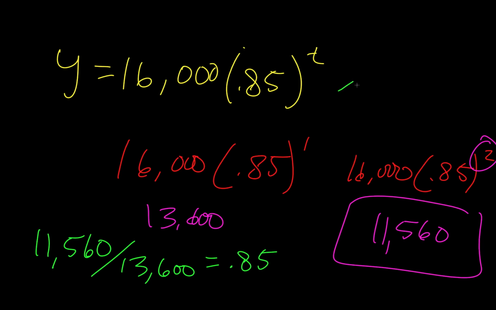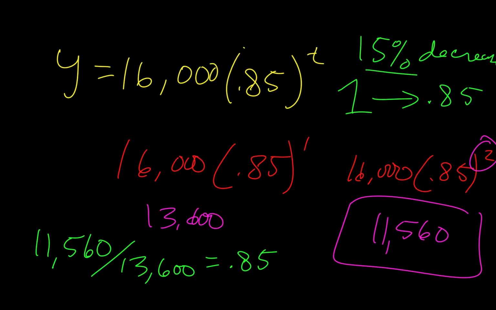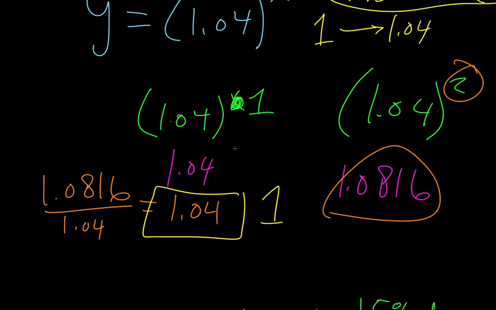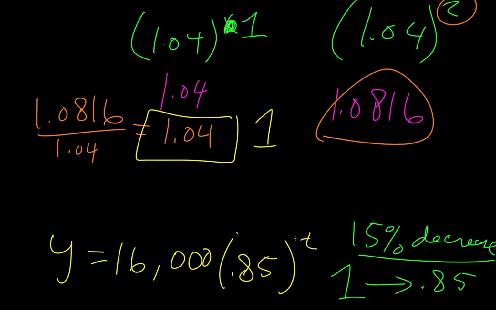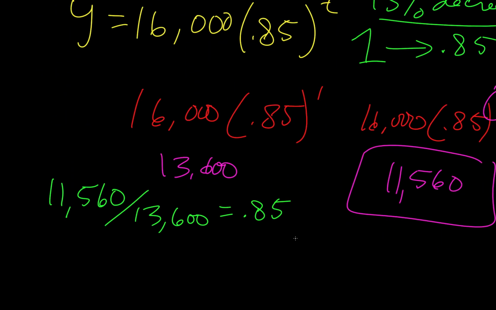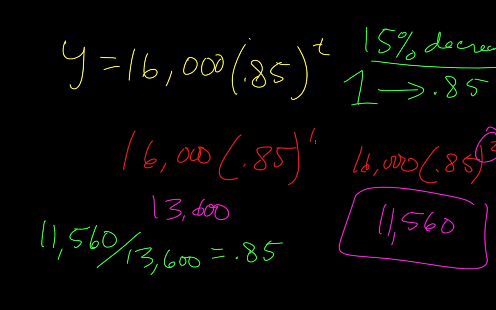And once again, we compare that to 1. So 1 went to 0.85. That was actually a 15% decrease. Now, you may have noticed that we're just getting the same thing that we started with. On this one, we got 0.85, 0.85. On this one, we got 1.04, 1.04. That's always going to be true if our exponent is just t or just x.